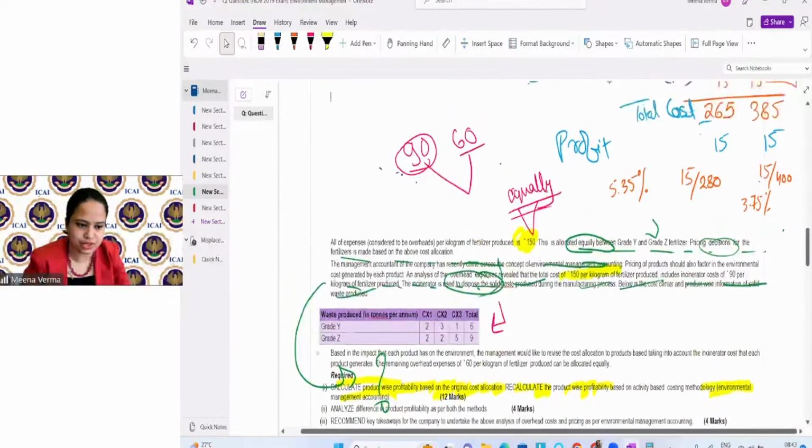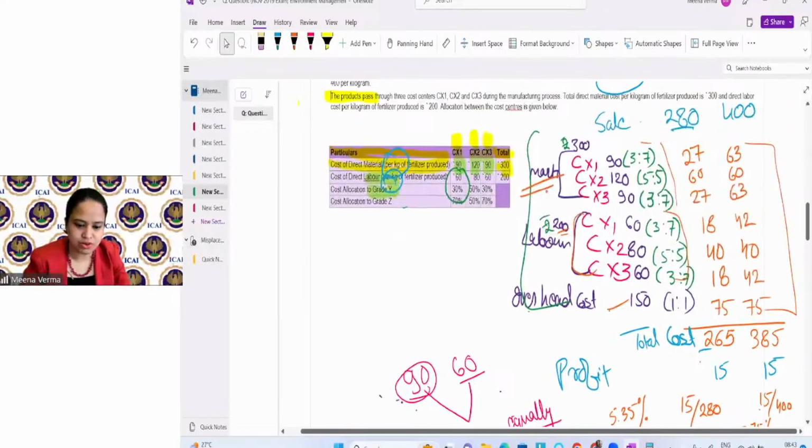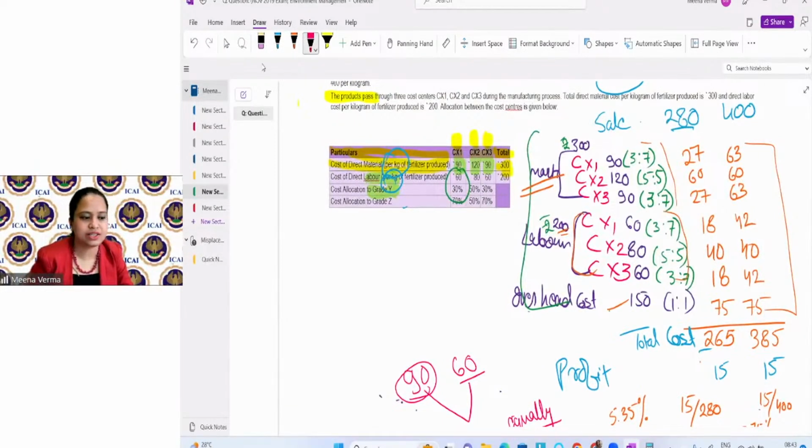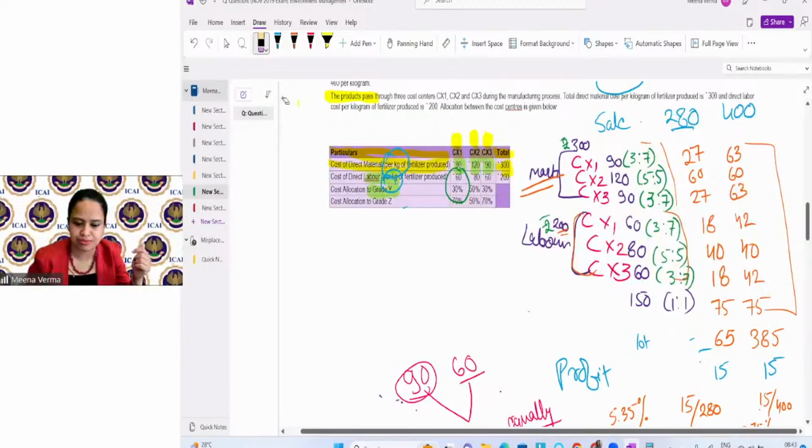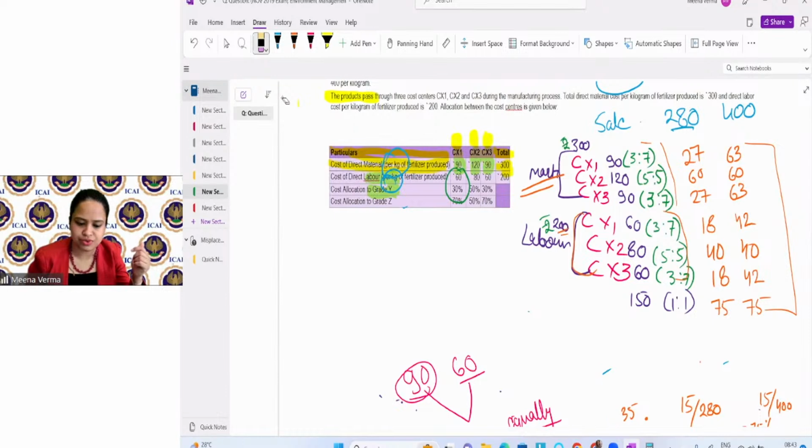So let me do one thing. If you will see, what portion will remain the same in the next method? All this portion will remain the same, right? Give me 1 minute. I'm solving it in the same sheet.